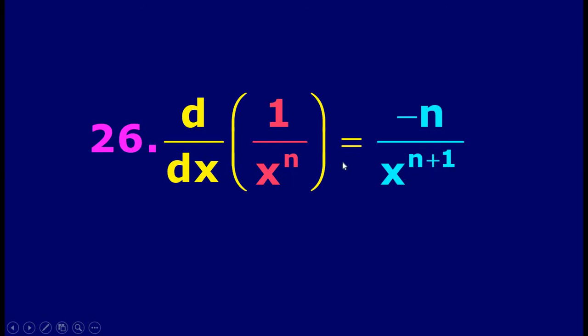Suppose if we get 1 by x square, it is same as minus 2 divided by x power 3. If it is 1 by x, so it is minus 1 by x square. 1 by x power 5 is minus 5 divided by x power 6. This one also we can remember as formula: 1 by x power n is minus n divided by x to the power n plus 1.